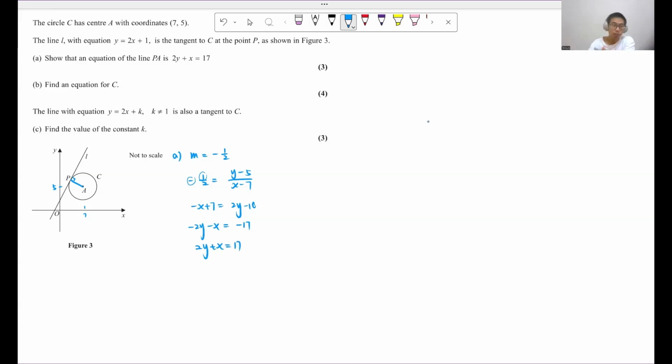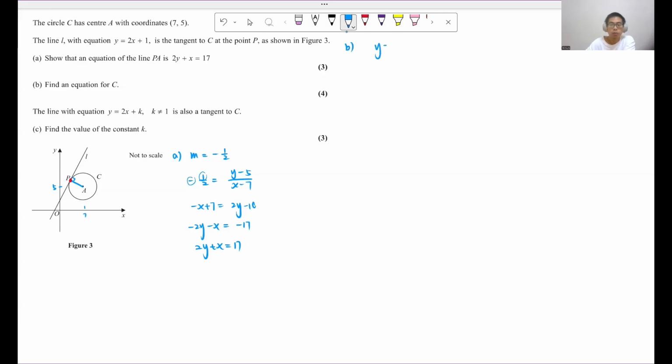So part A is done. And then part B, find the equation for C. So we already know the center. And that means as long as we know what the radius is, we can find the equation of the circle. So to find the radius, we basically need to work out what point P is. If we know what point P is, then work out the length of PA, then we can find the radius. So point P is where line L and PA intersect. We know the equation for both, so you can just solve the simultaneous equations to work out the coordinates.